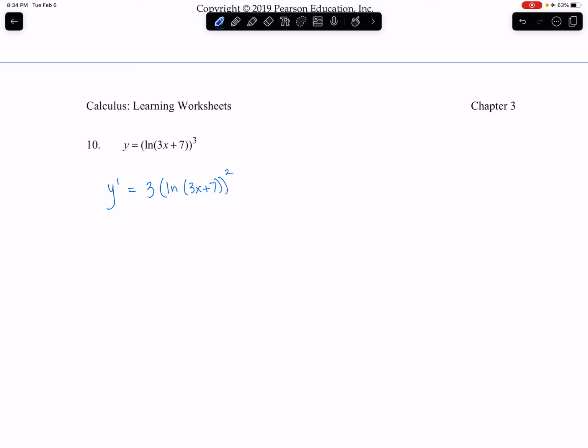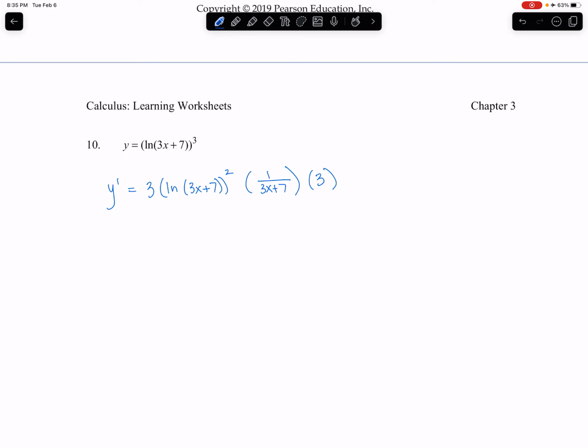Now the next one we see is the natural log of something. So we're actually going to do the chain rule of that part. The natural log of something, so we take the derivative of natural log, and it's 1 over that something. And that something just happens to be 3x plus 7. And then, since that was inside of the natural log, we have to take the derivative of that. So derivative of 3x plus 7 is 3.